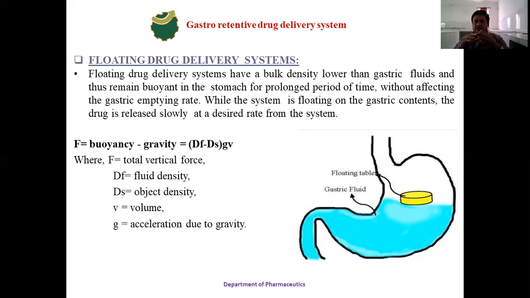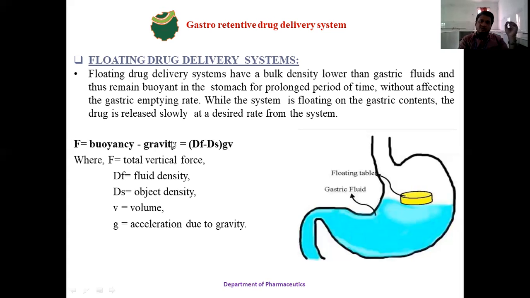So how will it retain? It will just float or be buoyant in the gastric fluid for a long time, and within this long duration, the drug will release slowly from the dosage form. The drug will be delivered or released in a controlled manner. So while the system is floating on the gastric content, the drug slowly releases at a desired rate from the dosage form.